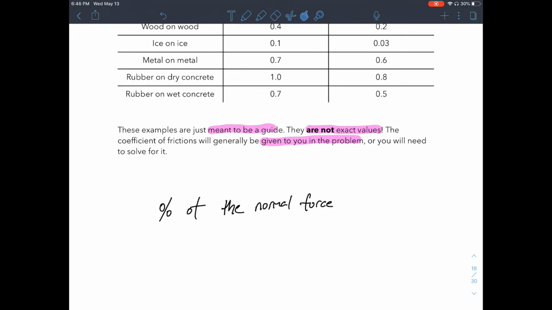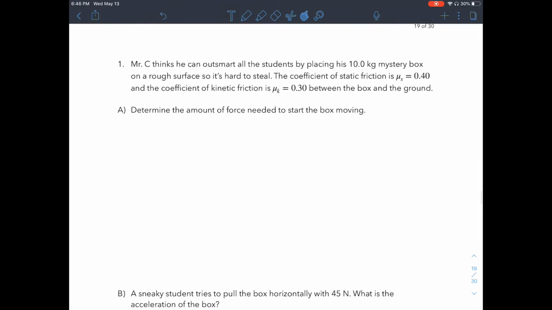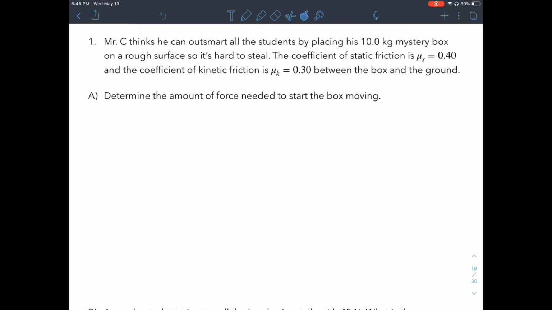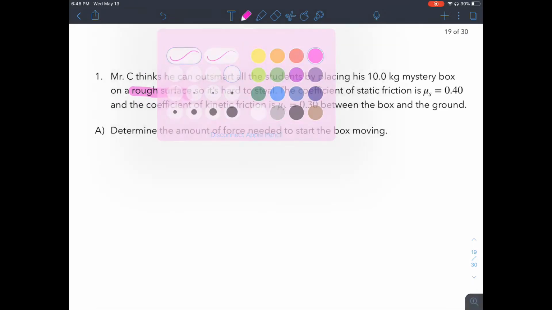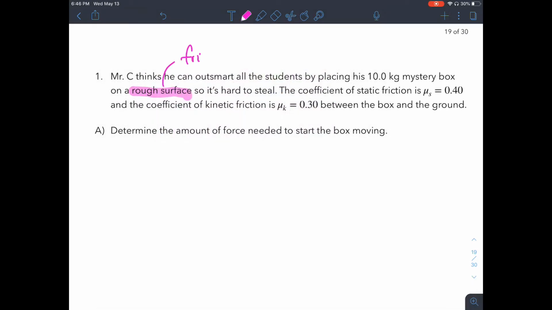So let's try some of these in an example. So I think I can outsmart all my students by placing my mystery box on a rough surface so it's hard to steal. Whenever you hear rough surface, that rough surface means that there is friction present. Okay, a slippery surface means it's frictionless. A rough surface means there's friction. Now it gives us two values, a static friction coefficient and a kinetic friction coefficient. The static friction is higher than the kinetic friction.